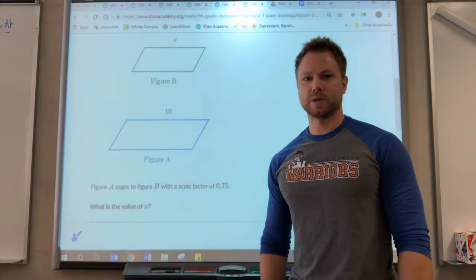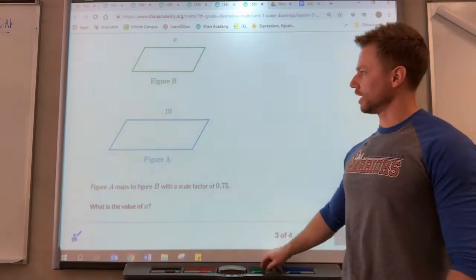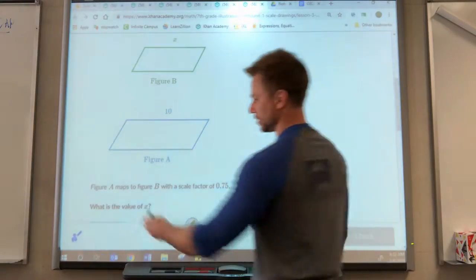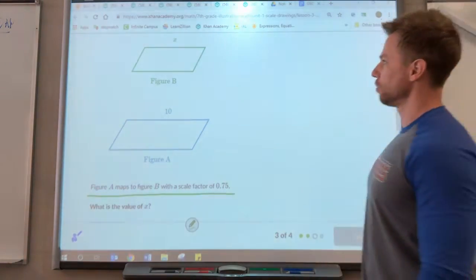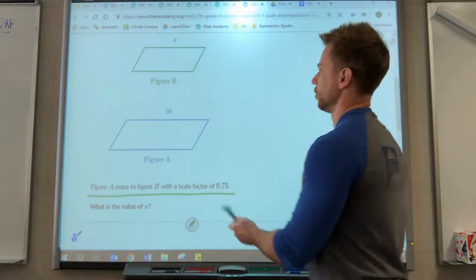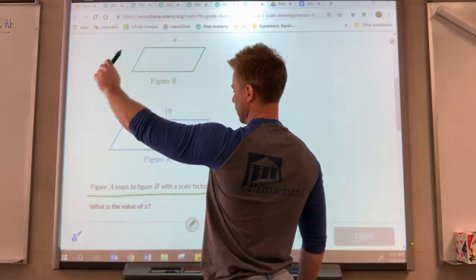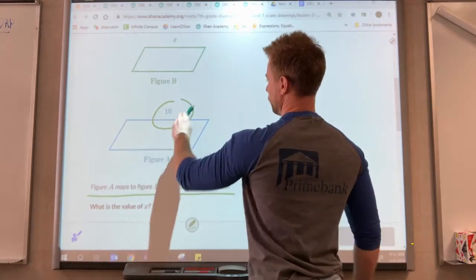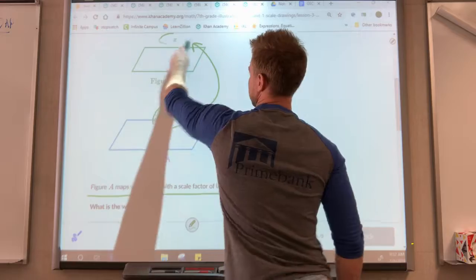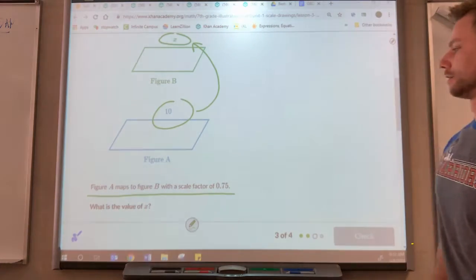Seventh graders, we are working on practice for objective 2 of scale drawings. It says figure A maps to figure B with a scale factor of 0.75. So that means we start with A, we multiply by the scale factor to get B up there.